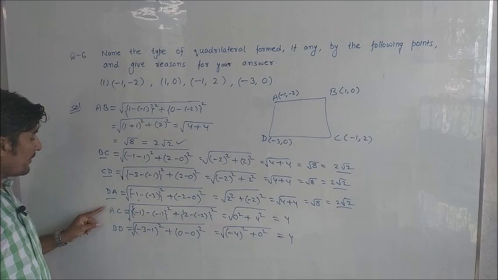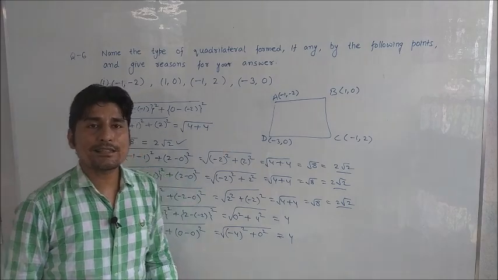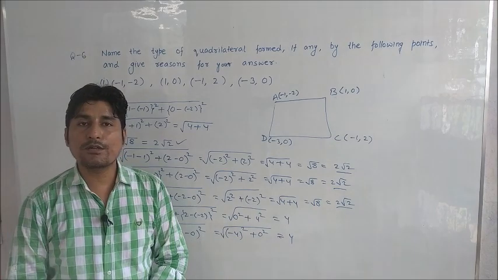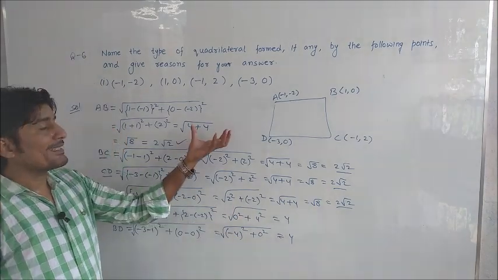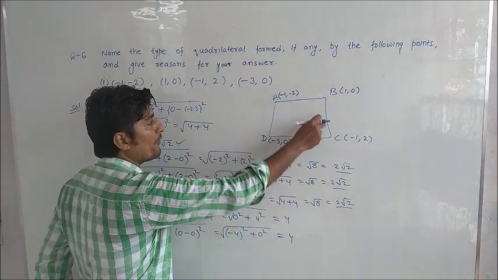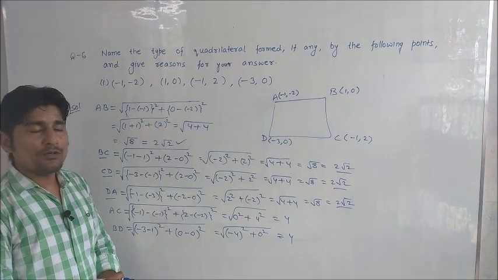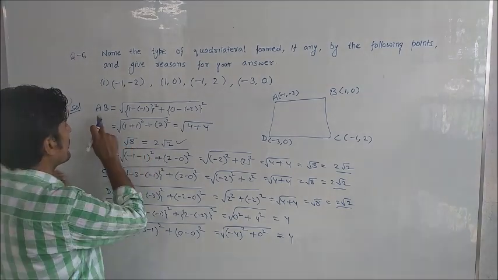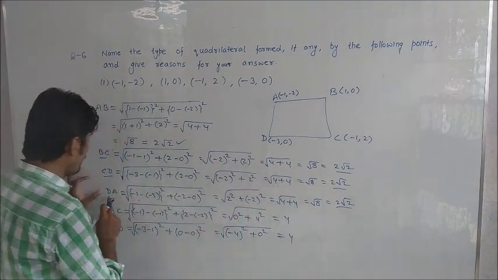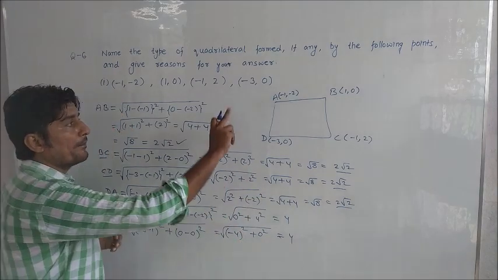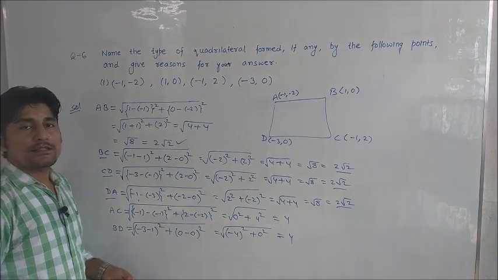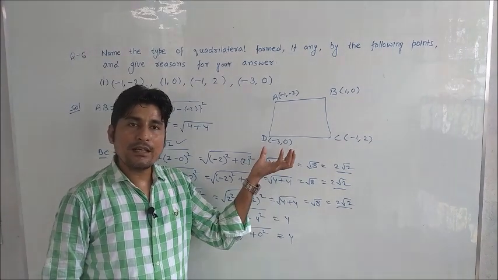So here we can observe that the length of the diagonals are equal. Measurement of AC is 4, measurement of BD is also equal to 4. So this is a square. Why is it a square? Because the lengths of all the four line segments are equal. Here the length of all the sides, AB is 2 root 2, BC 2 root 2, CD also 2 root 2, DA also 2 root 2. Measurement of all the four sides are equal and the lengths of the diagonals are also equal. So it is a square.